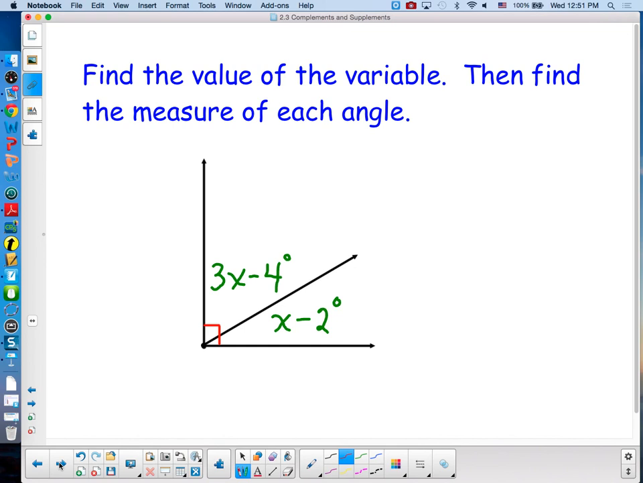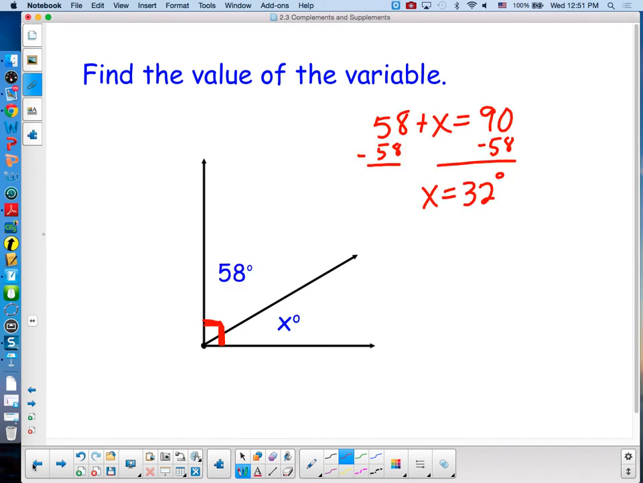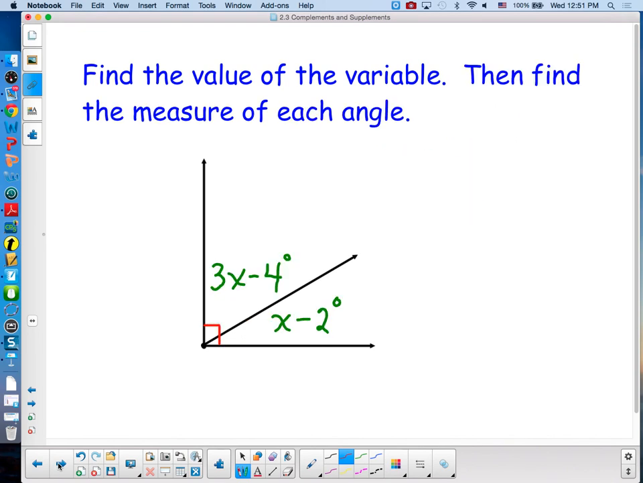Okay, getting a little stuck on this one. If I go back to the last problem, it was pretty much the same picture, just a lot simpler. Notice what we did on this one. We took the 58-degree angle plus the x angle, and that should make a 90 total. Added the angles to get 90. Okay, do the same on the problem that we are on. Add the two angles together to equal 90.